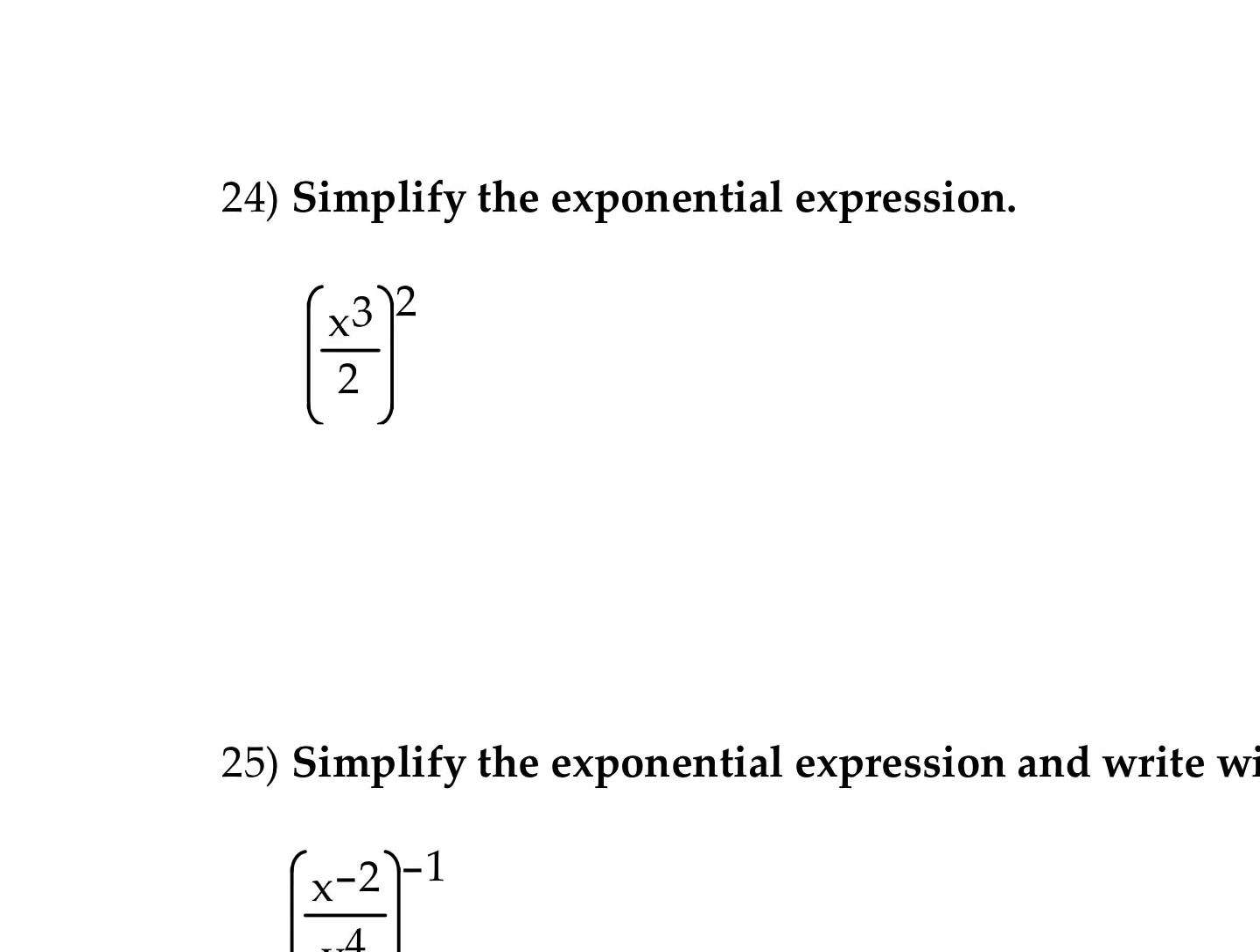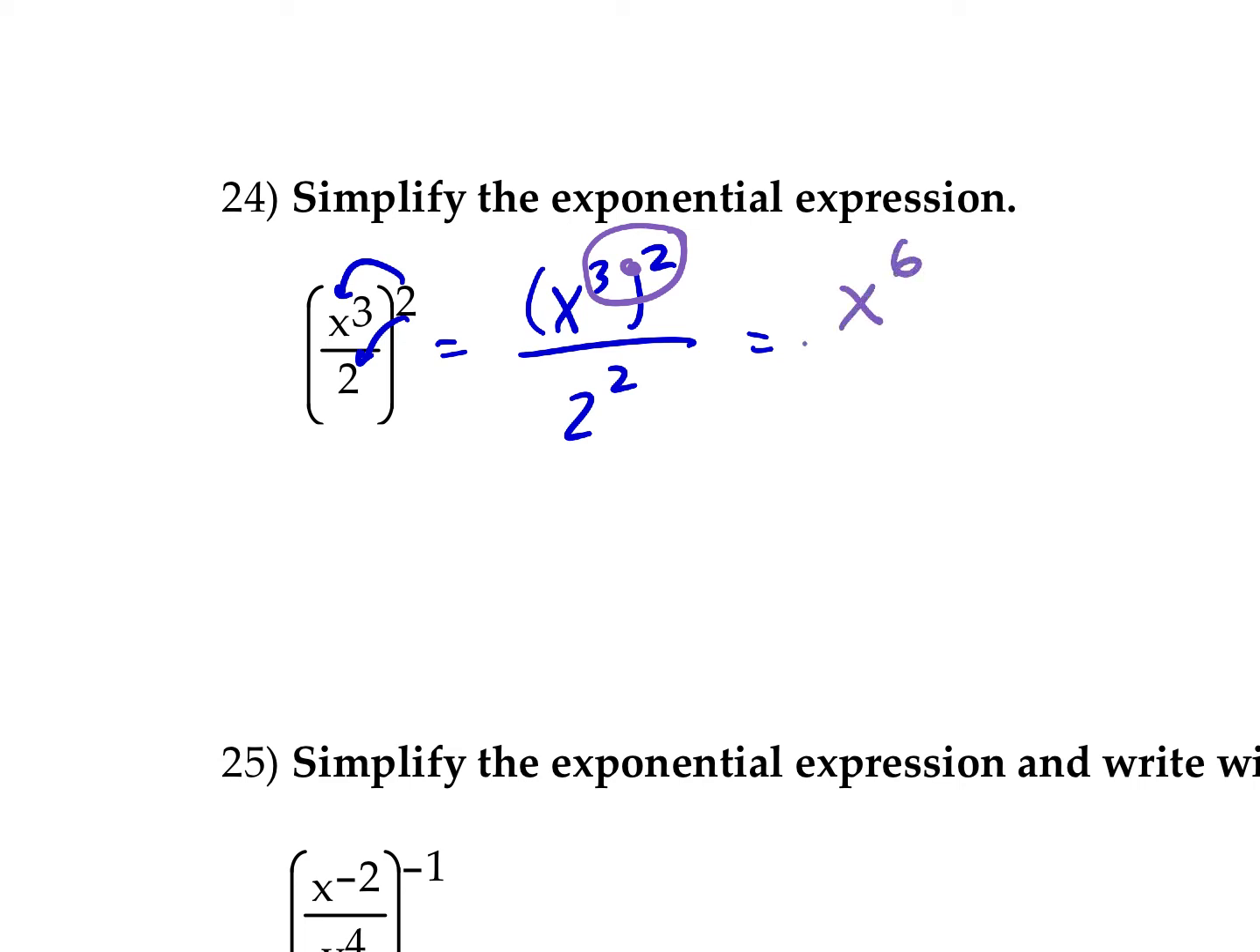24, simplify. What can I do to simplify? Distribute. So we want to distribute that squared to the top and the bottom. So x to the 3rd power squared over 2 squared. What can I do next? Multiply. So our power to a power, we're going to multiply. So that'll give us x to the 6th power. And then what's 2 squared? Awesome, 4. So x to the 6th power over 4.